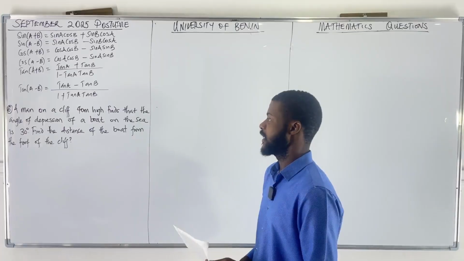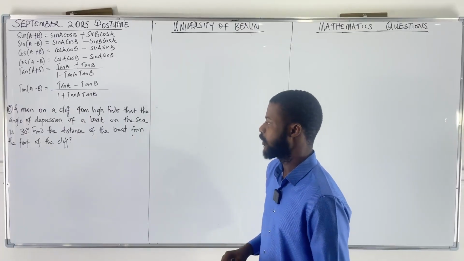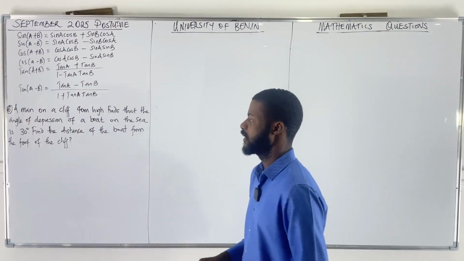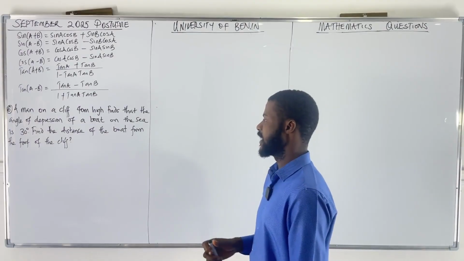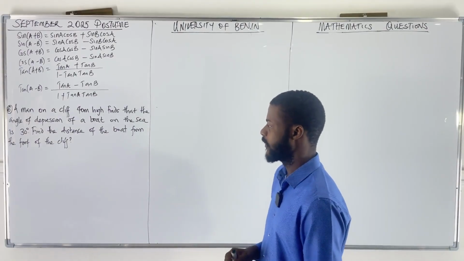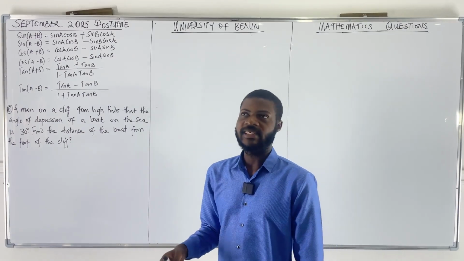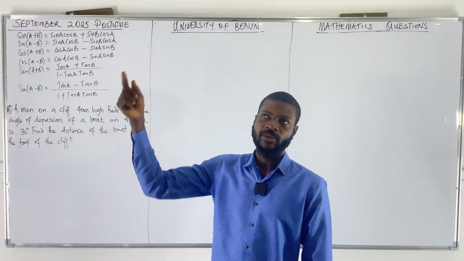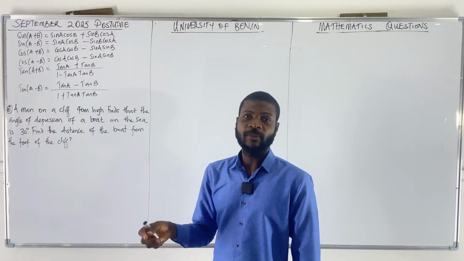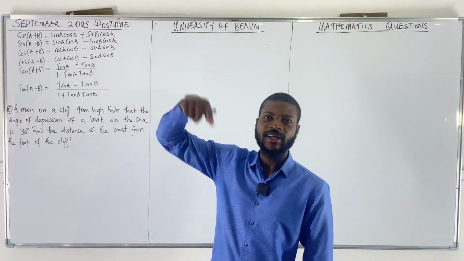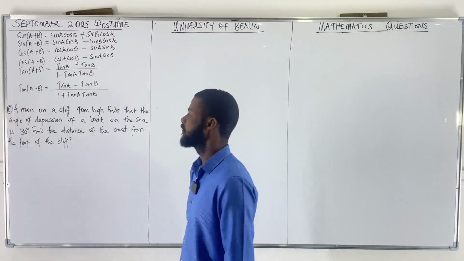Question 6 says, a man on a cliff 40 meters high finds that the angle of depression of a boat on the sea is 30 degrees. You're asked to find the distance of the boat from the foot of the cliff. Okay, so I love to think of a cliff as a very high point where people jump from to enter the river. I don't know if you've seen some videos where you see people jumping from a very high place, coming down and entering into the river or whatever. So that's like a cliff.